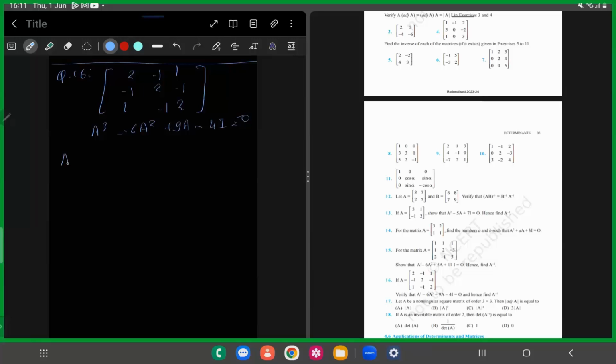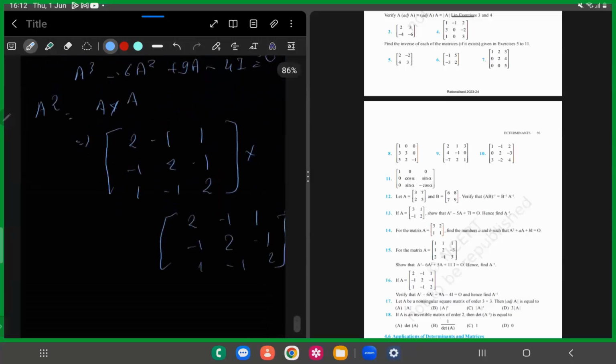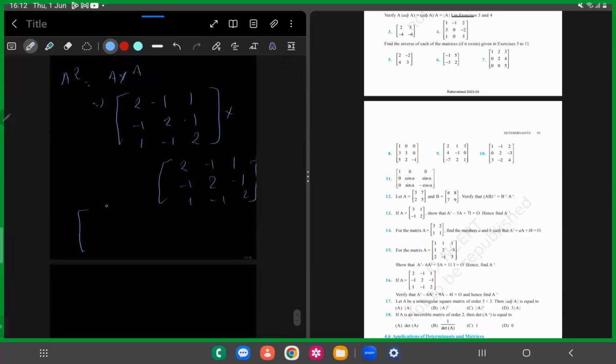Okay, so A square is A into A matrix. So we'll multiply these two matrices. We'll multiply A with itself. So this will be 2, minus 1, 1, and minus 1, 2, minus 1, and 1, minus 1, and 2, and we'll multiply again with itself. Okay, so if we quickly multiply it, then the first term would be 4, and this would be minus 3, and this term would be 7. This should be 2. This should be 8.